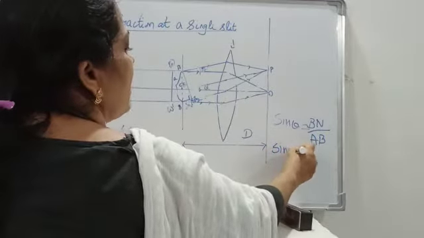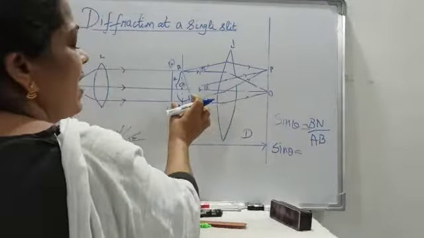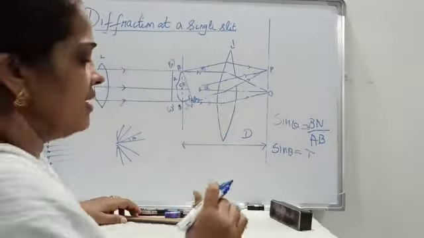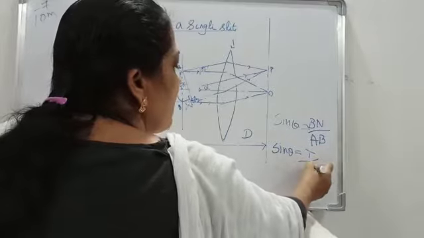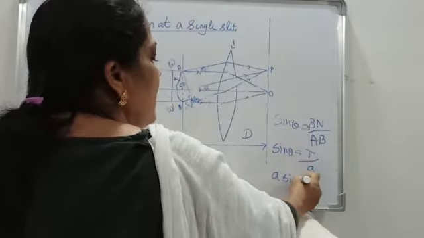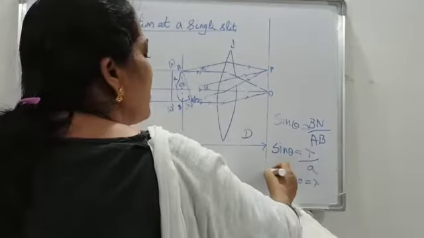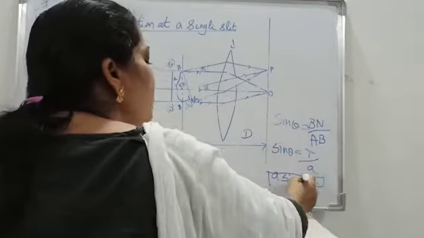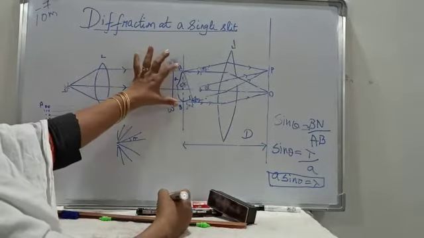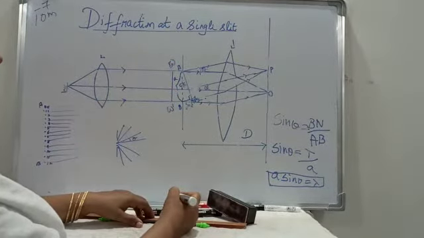So you get over here sine theta equals BN, which we have considered to be lambda. Wavelength is normally represented in terms of lambda. So you get lambda by a, or you get a sine theta equal to lambda. So this is the condition for path difference between the wavelets emerging from A and B.